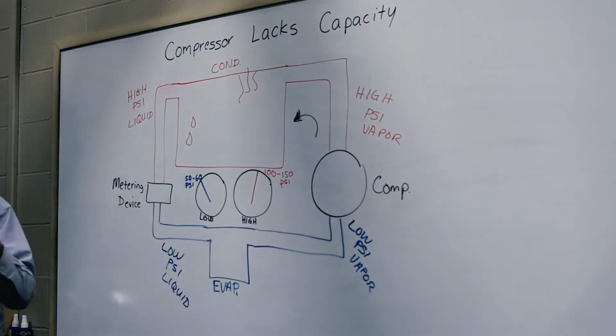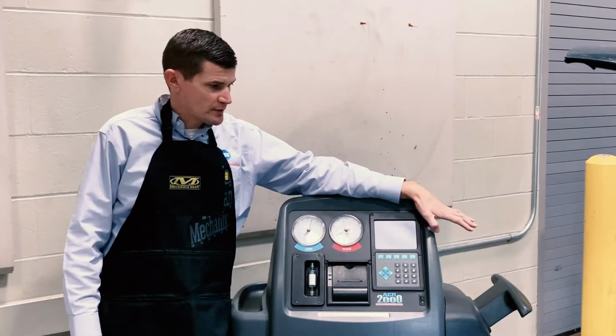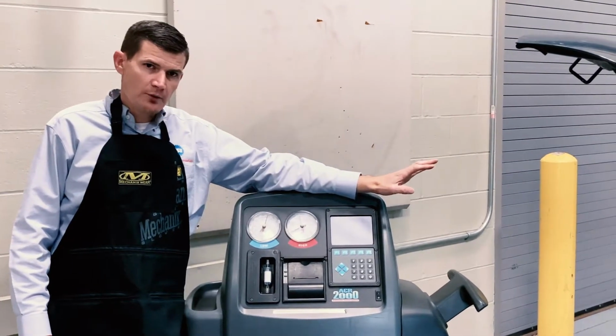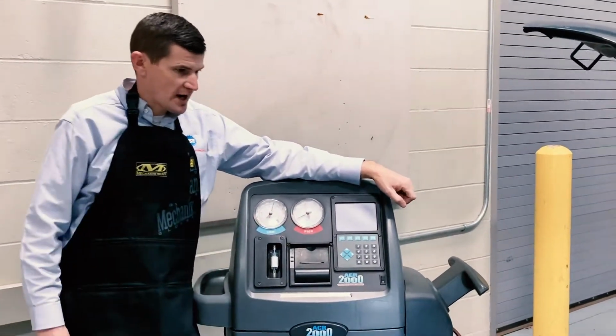So we're going to show you on a vehicle how to get a compressor to pump. So we're going to go to the vehicle now. All right, so what we're going to do is hook up our AC machine, and we're going to watch our low pressure and high pressure gauges.